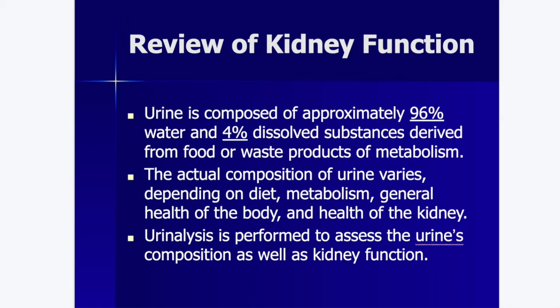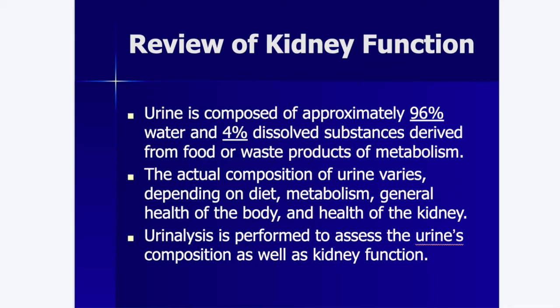So just really quick to review the function of your kidneys. Kidneys are going to filter your blood and get waste out of your blood. They're also going to allow things to stay in your blood that should remain in your blood. When waste is filtered from your kidneys, it's going to become urine. Urine is composed of approximately 96% water and 4% dissolved substances. And those dissolved substances are going to come from your food or be the waste products of metabolism, so you using your food to make energy.